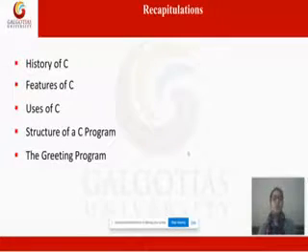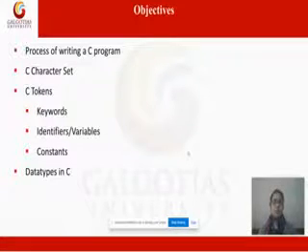Now we need to get into the technicalities of the language. So the objectives for today's class: what is the process of writing a C program? We already wrote a hello world statement, right? But now what happens when we start to compile it? What happens when we want to run it? So we will look at all those steps that happen when we are trying to execute a program, from the stage of writing it until getting the desired output.